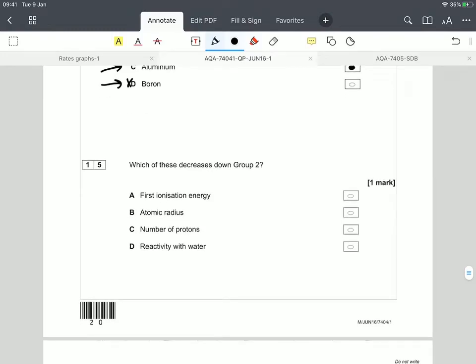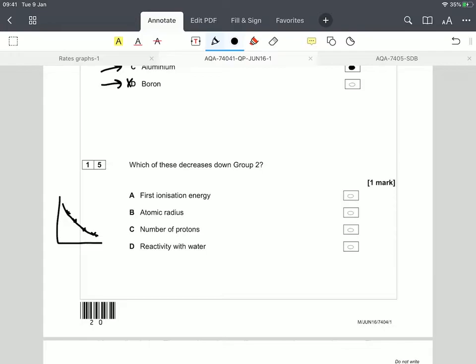This is a sort of dead standard trend question. Which of these decreases down group 2? Well, let's look at A. Does first ionisation energy decrease down group 2? Yes, is the answer. Again, you have to kind of learn this, but the first IE graphs down any group look a bit like that.